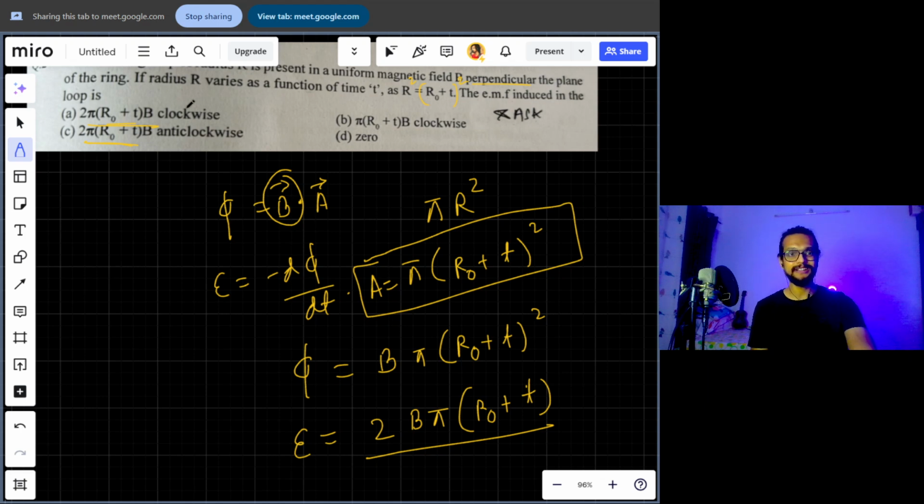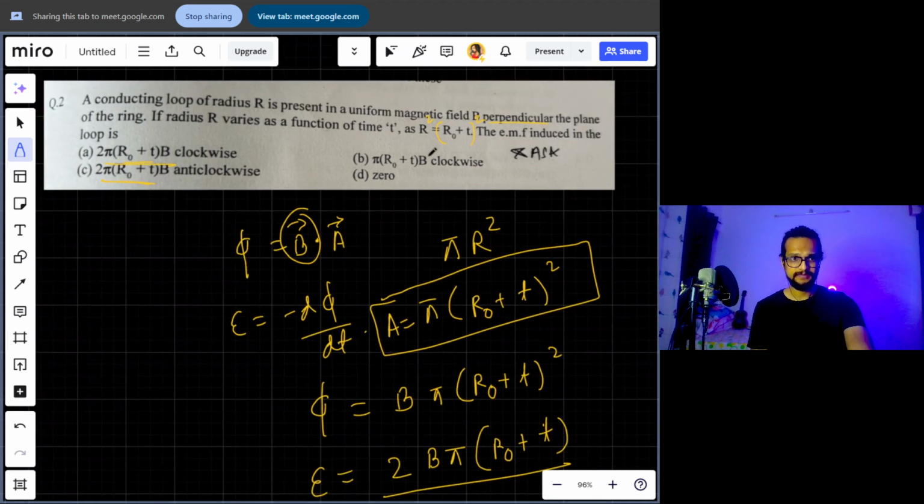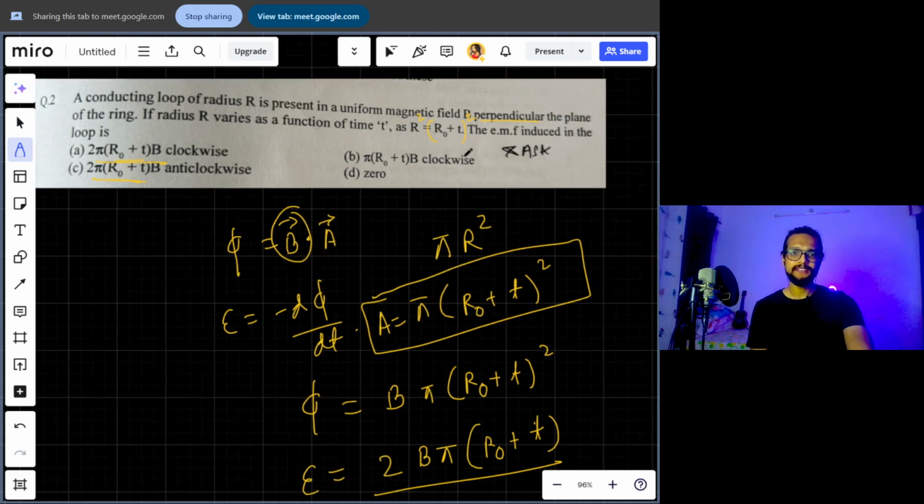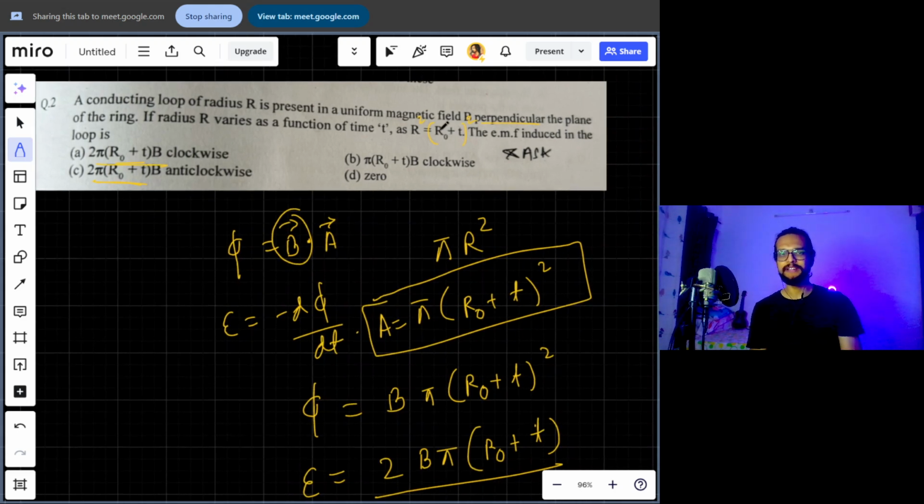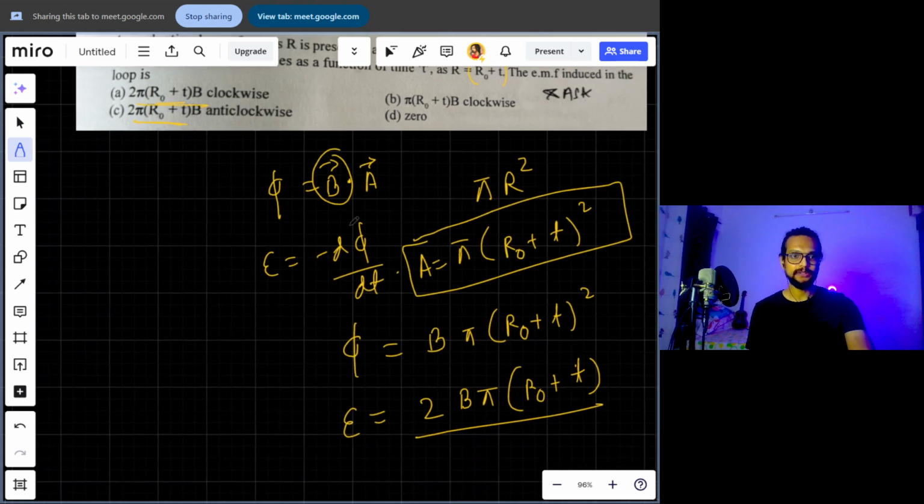Now let's check the direction. How do you check the direction? We did not use a negative sign here. The negative sign helps us understand the direction, or in simple terms, can we not use Lenz's law? If the area is increasing, don't you agree that the flux would be increasing? I want to decrease the flux. I don't like it, right? It's perpendicular to the plane of the ring. So imagine it like this.